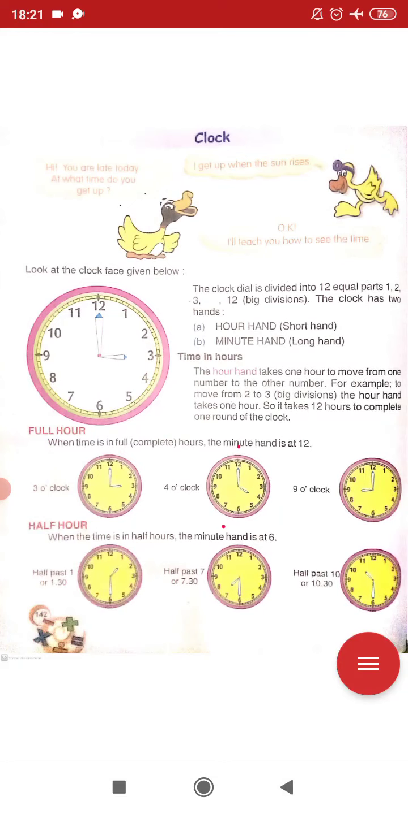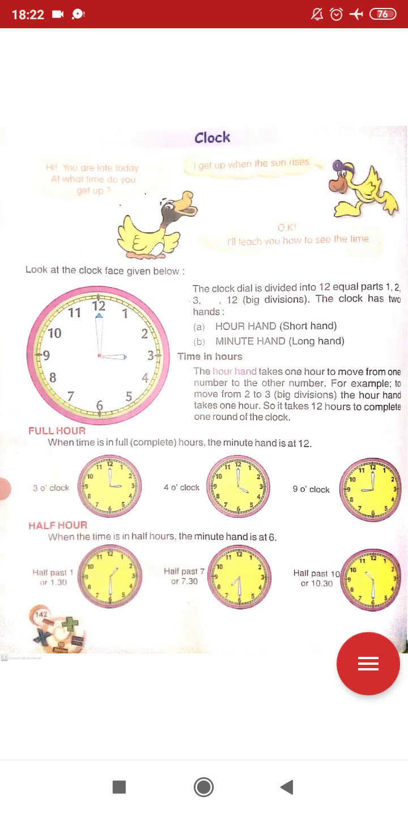When time is in full hours, the minute hand is at 12. Whenever the minute hand, the long hand, points at 12, then the time should be full hour. And half hour: when the time is in half hours, the minute hand is at 6.